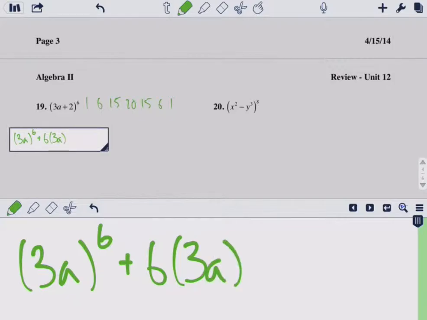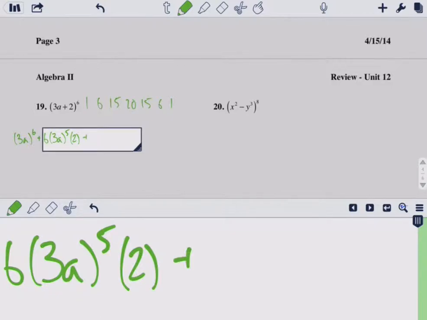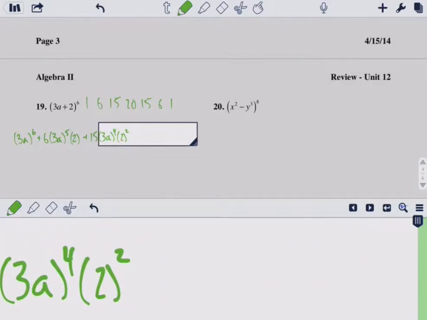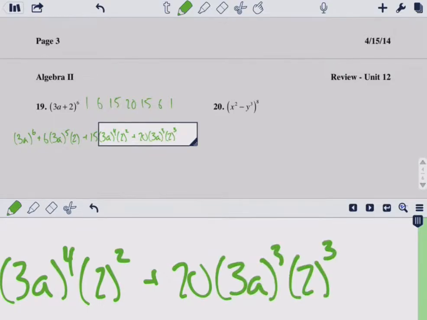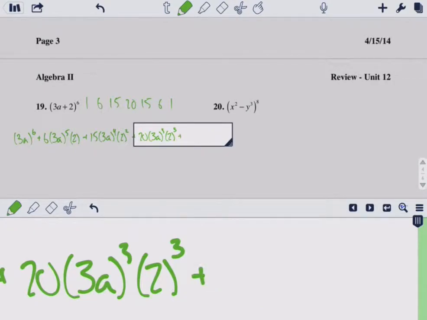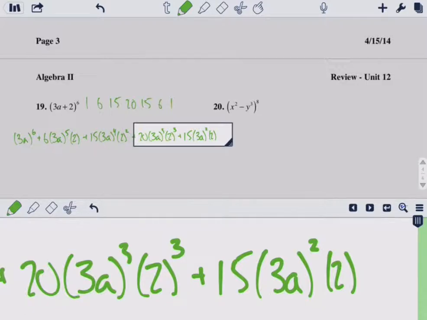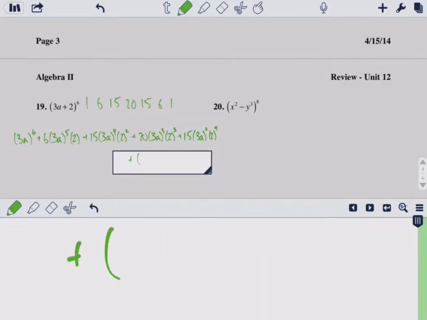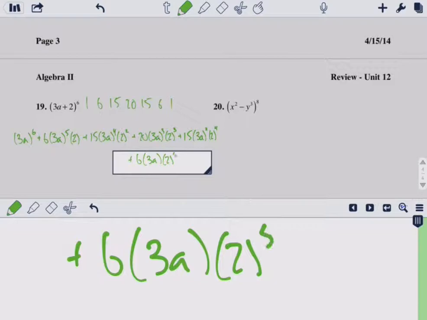6 times 3a to the fifth times 2, plus 15 times 3a to the fourth times 2 squared, plus 20 times 3a cubed times 2 cubed, plus 15 times 3a squared times 2 to the fourth, plus 6 times 3a times 2 to the fifth, plus 2 to the sixth.